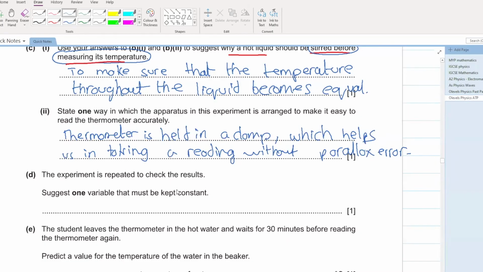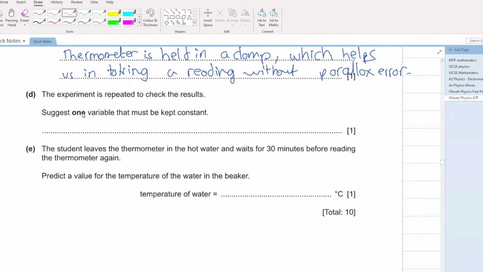The experiment is repeated to check the results. State one variable that must be kept constant.